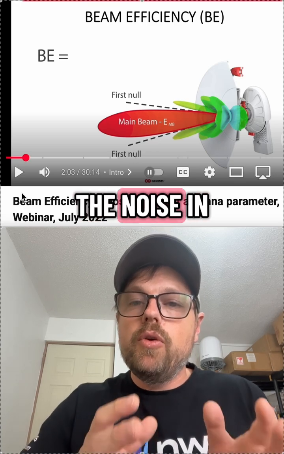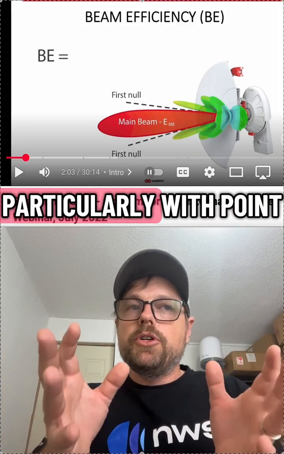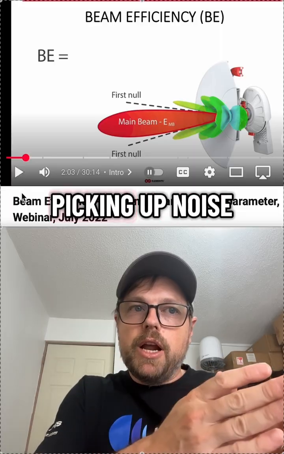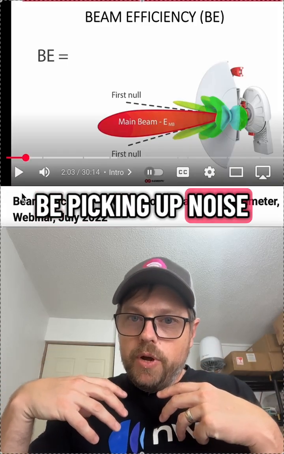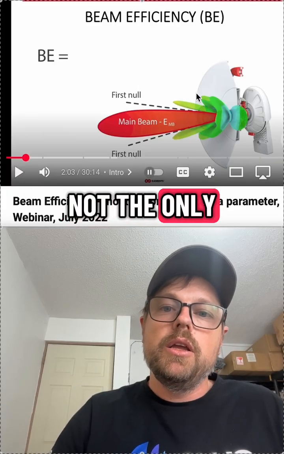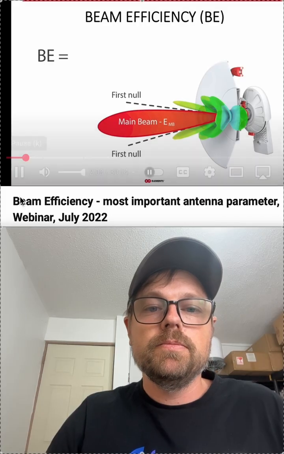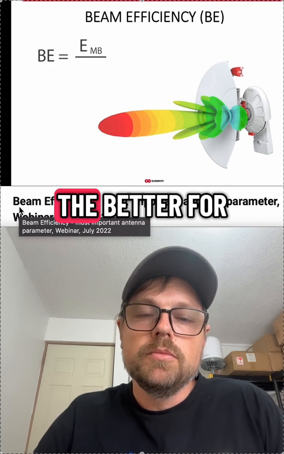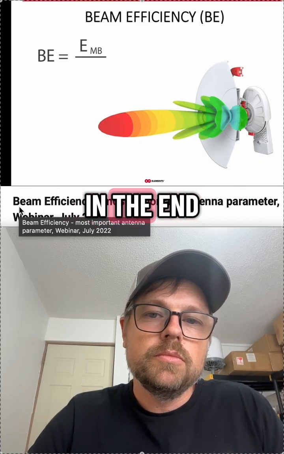Again, a lot of the noise in WISP networks is picked up within that main beam, particularly with point-to-multipoint sector application. You're going to be picking up noise from the entire sector. And you could be picking up noise from the side lobes. But the side lobes are not the only cause of noise problems on WISP networks. The higher the beam efficiency of the antenna you use is, the better for your network and the end users of your services in the end.